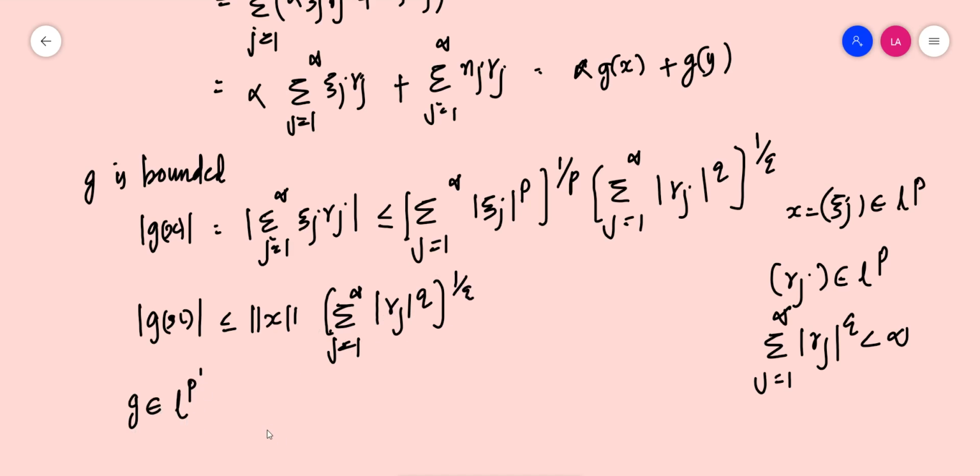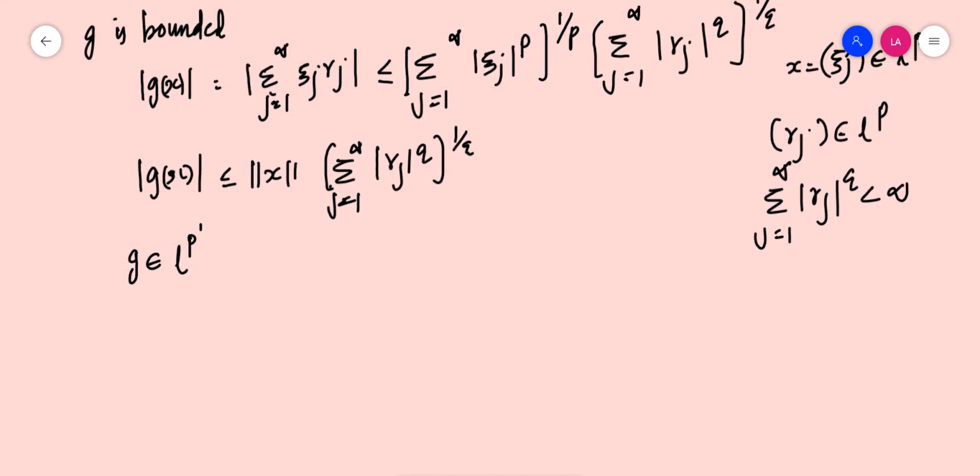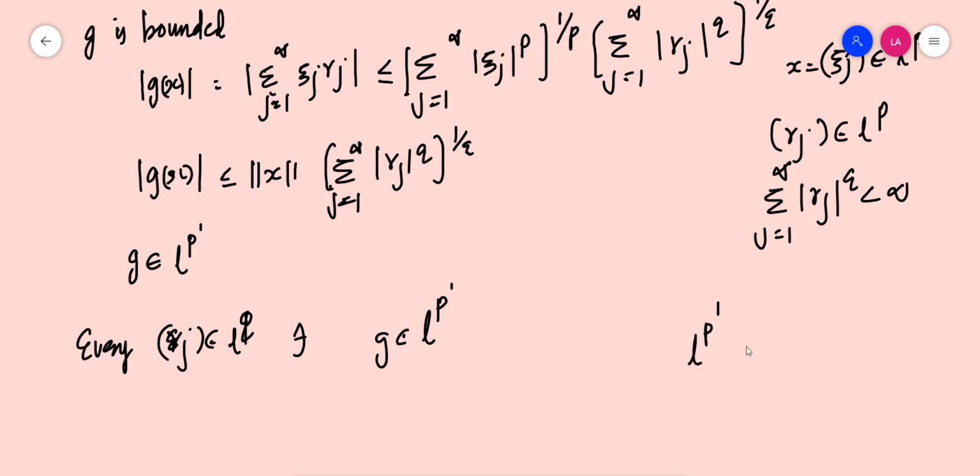So corresponding to every element gamma j belonging to LQ, there exists a g belonging to LP dash as well. So this is true on both sides. So there should be a one-to-one correspondence between the elements in LP dash and the elements in LQ. There's a one-to-one correspondence. So now we have enough tools to define an isomorphism from LP dash to LQ.